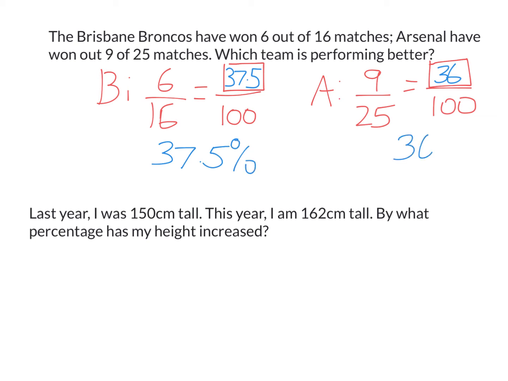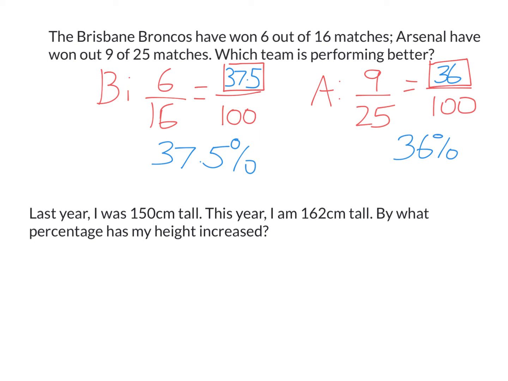Arsenal have only won 36%. So it's very clear now that we've converted to percentages, Broncos are going slightly better, although neither team is doing particularly well. It's so easy to compare fractions when their denominators are the same. And we use 100 because, base 10 system, it's a common number.